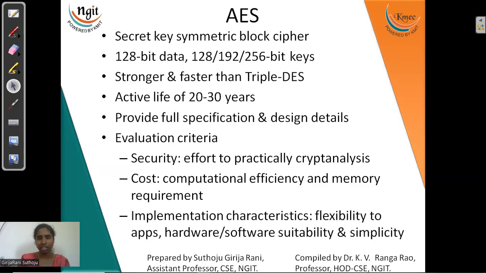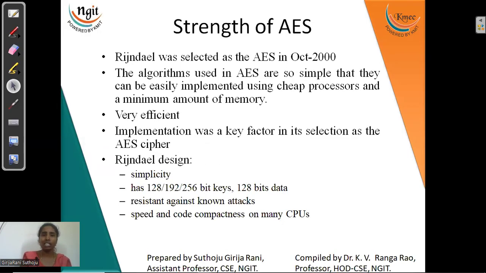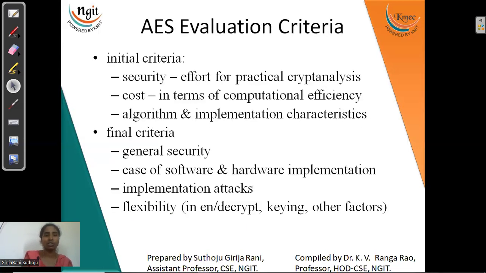In the design of DES, the initial permutation and final permutation are not so necessary. In AES, there are no such unnecessary operations. All the operations are mandatory. Coming to the evaluation criteria, it is secure enough, cost-wise and memory-wise efficient, and its characteristics are very suitable, flexible and simpler. Thus the strength of AES is its simplicity, key size, and resistance to all known attacks. And from the speed and code point of view also, it is very strong.